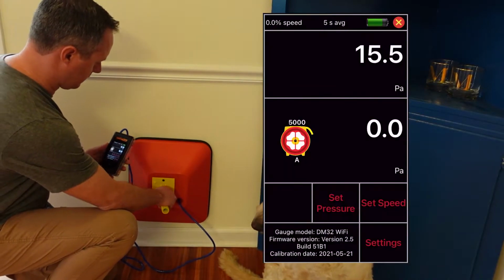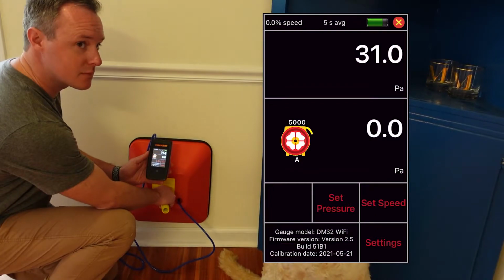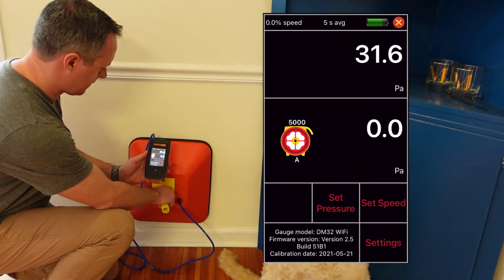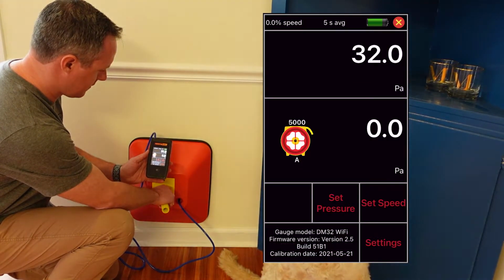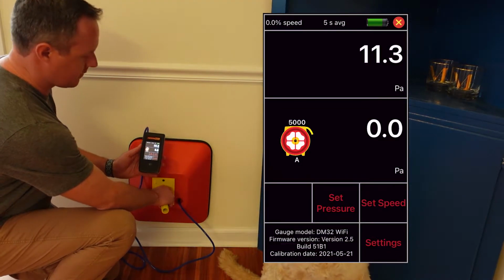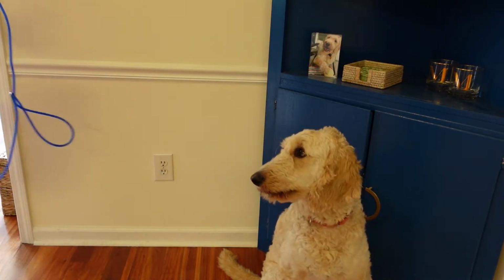So as you can see here, we can put it over this receptacle, and we can see that this wall assembly is pretty leaky. This is a good indicator that there's some leakage coming into this wall assembly, likely from either the attic above or the crawl space below.